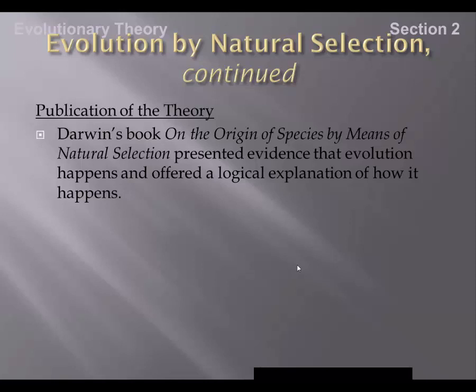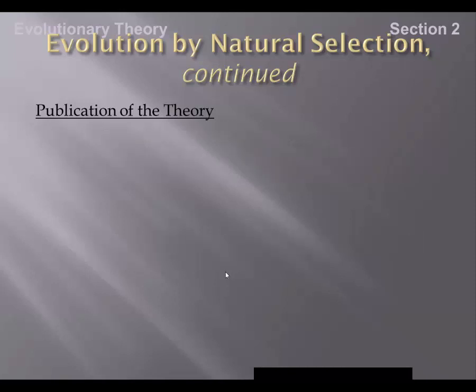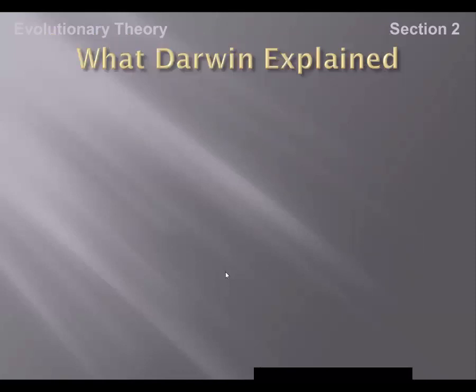Darwin's book is called On the Origin of Species by Means of Natural Selection, and it presented evidence that there was some form of change over time that occurred within populations. He used a large amount of data, and he supported his data with examples. And so biologists began to accept that evolution occurs and that natural selection helps explain it.